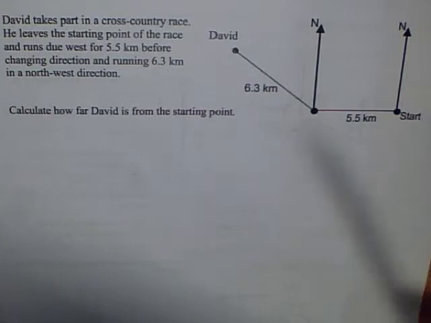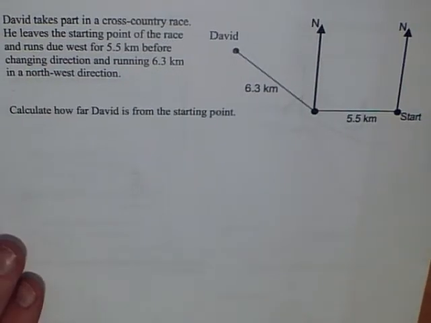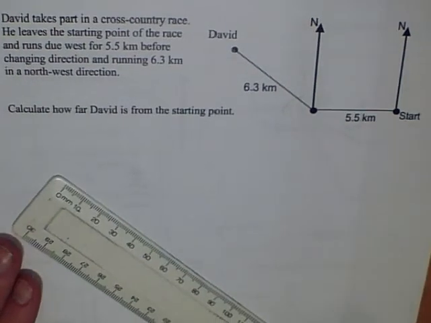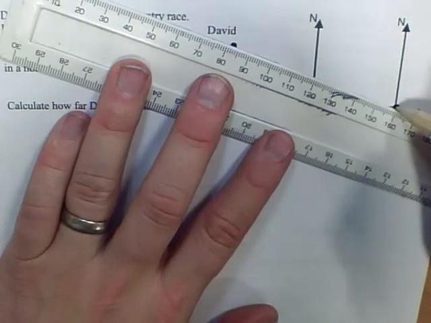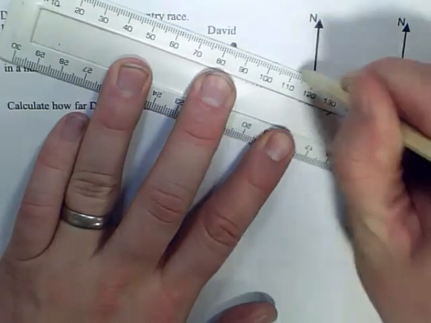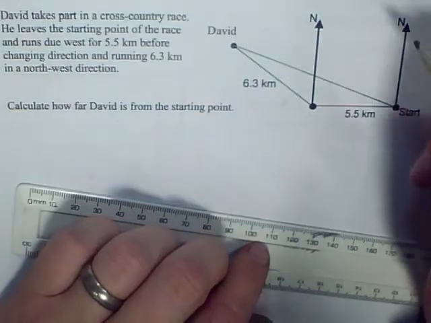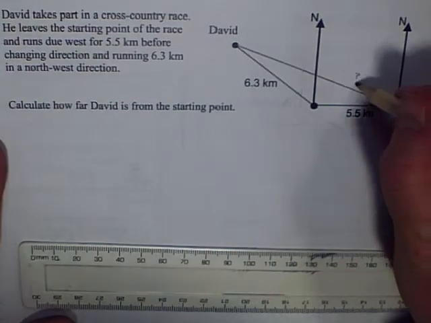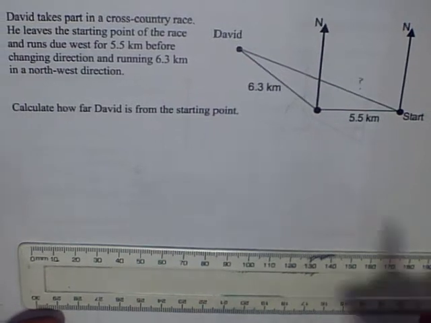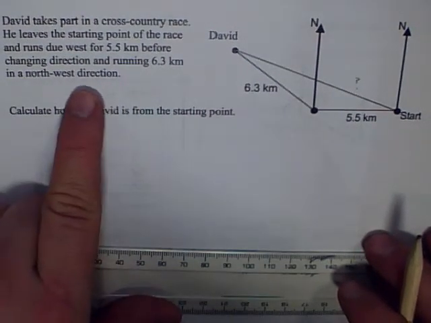I just need to start adding some things in. I need to work out what I need to do and where I can start. So the first thing is calculate how far David is from the starting point. Well, let's draw that line in where David ends up and where his starting point was. That's the distance that I need to find. So I'm going to label that. I won't label that anything for the moment, but that's what I want to try to find. Okay. Now, what else can I add in?